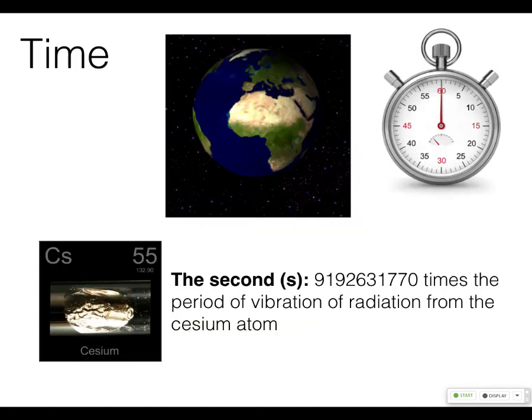Time. We're not going to go into the history of time because nobody really cared that much about time until clocks, and even then you had the Industrial Revolution. There's a whole thing. But the second is that number times the period of vibration of radiation from a cesium atom. So when you hear atomic clock, what is the atom? Cesium. Okay, so, and this is, cesium's a metal. It's in that column. It's an alkaline metal.